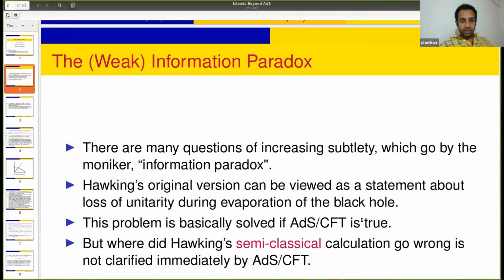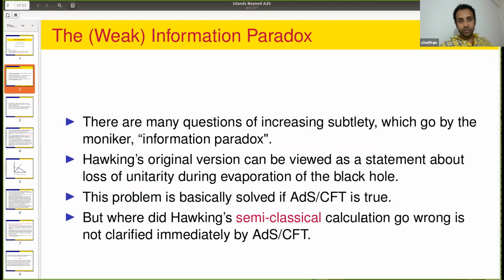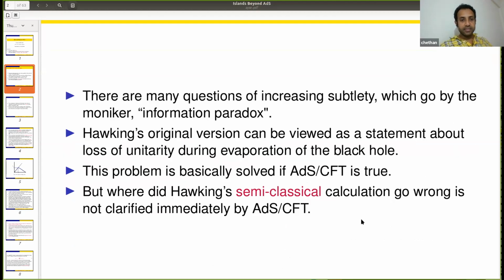So let me start by giving a general introduction to the information paradox. I won't talk about all the aspects of it because there are too many. I'll just say a few things about the kind of things that will be relevant for my stuff. What I'll call the weak information paradox. There are many questions of increasing subtlety which go by the name of information paradox.